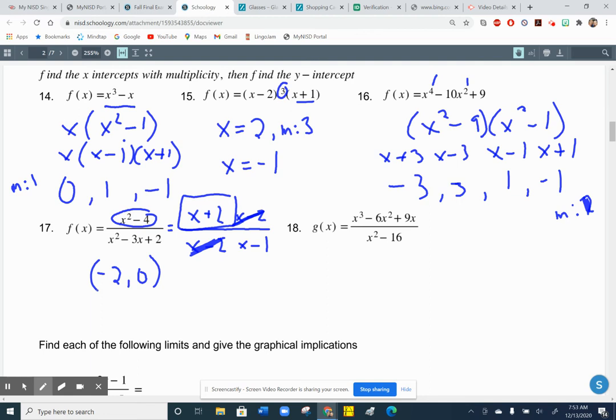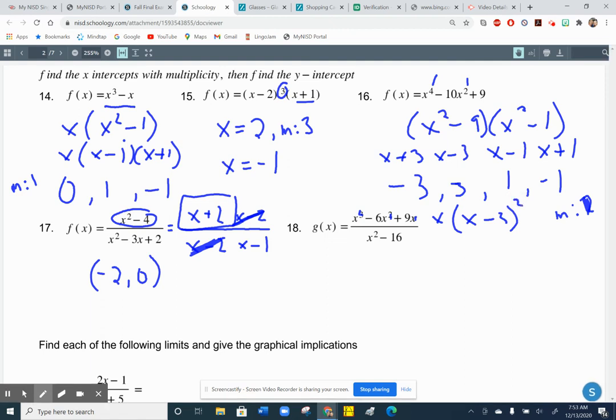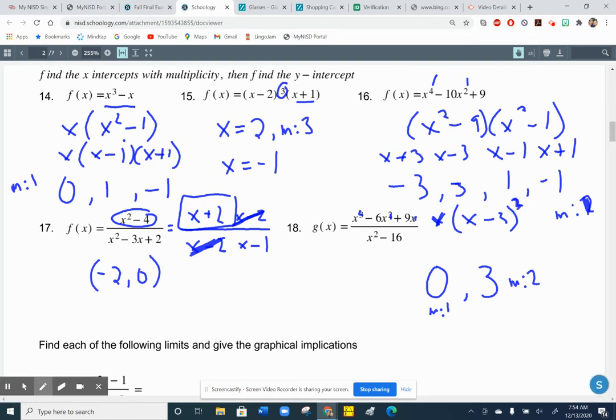Likewise with this guy. We're going to factor out that x first and have x squared minus 6x plus 9, which factors to x minus 3 squared. So here we're going to have a 0 as an intercept, from our x, and then a positive 3. So 0 has a multiplicity of 1, and positive 3 has a multiplicity of 2, because once again, there's that 2 on the power of the factor.